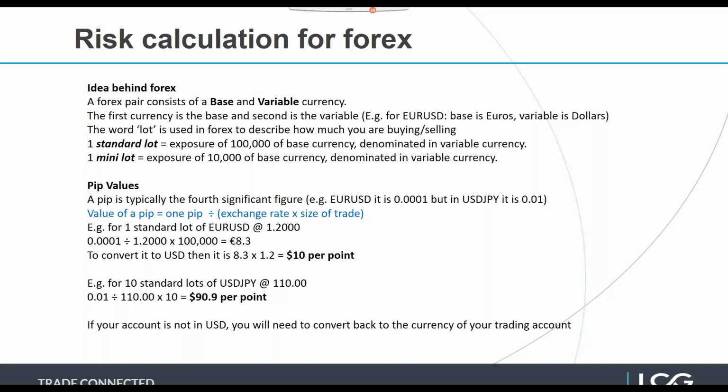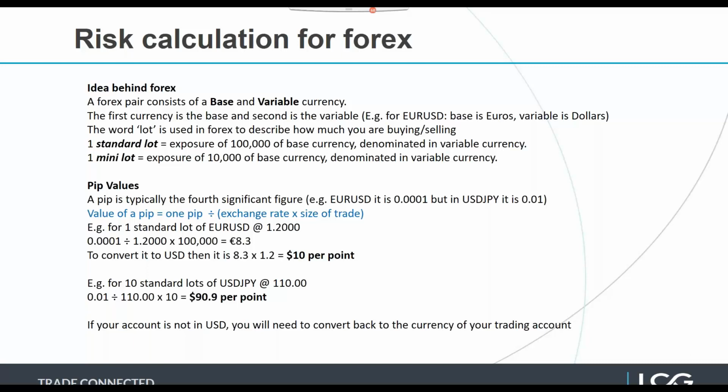So that's all well and good. So we just know when we're placing one normal lot in forex, we're trading 100,000 euros, for example, and then the exchange rate gives us the value in dollars. Fine. Moving on to the pip values, because this is the crux of what we want to know.